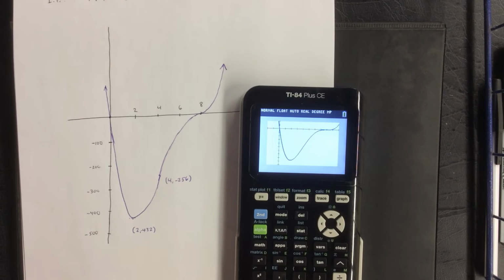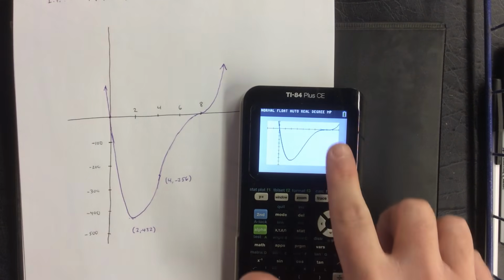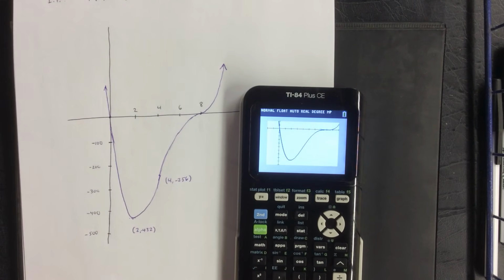You know what? Not going to lie. I'm pretty proud of myself for that one. Looks like it should have gotten a little bit flatter near x equals 8, but you know what? I'm not going to hold it against myself. We did well. We did pretty well.